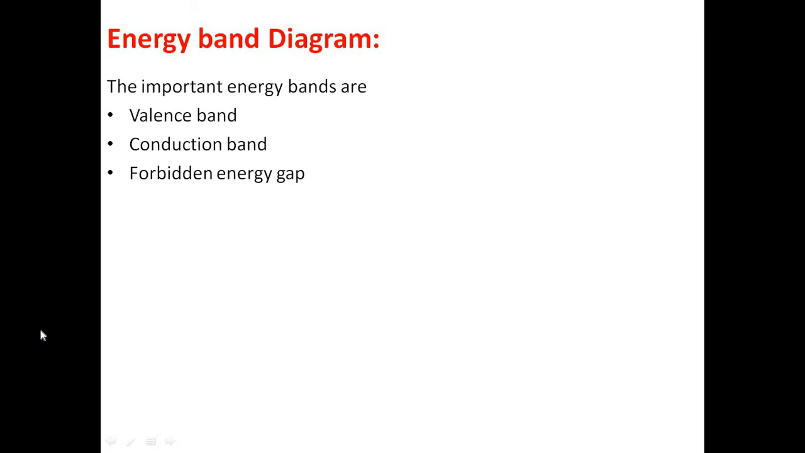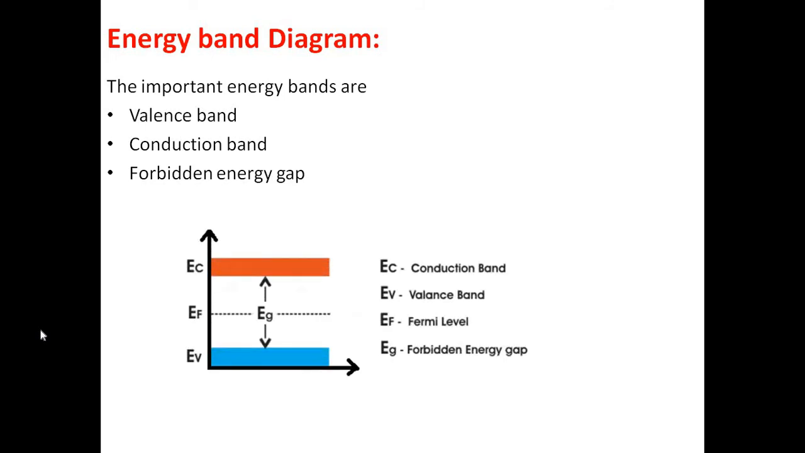Now, in order to understand the different types of materials we have, first we need to go through what is meant by the energy band diagram. The energy band diagram consists of 3 bands: one is the valence band, the second is the conduction band, and the third is the forbidden energy gap. This is the basic structure of an energy band diagram.